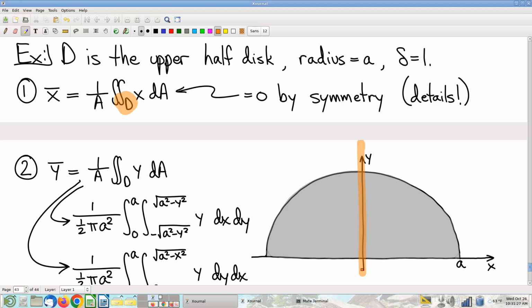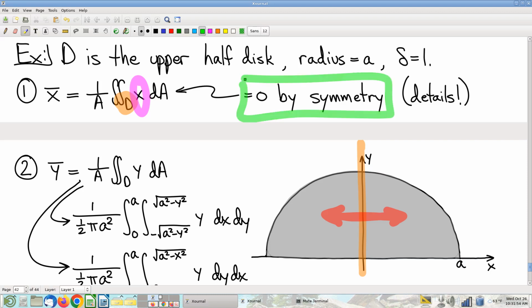Eyebrow raiser. Possible awesomeness. The integrand. By the way, you have to think through what's over that line. What is the formula for reflection? I think you can see that when you reflect, the x-coordinate is going to go negative. That means the integrand has the appropriate odd symmetry. So this integral is equal to 0 by symmetry. Boom. Done.